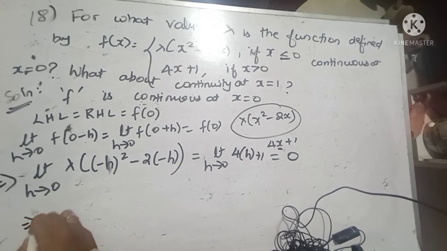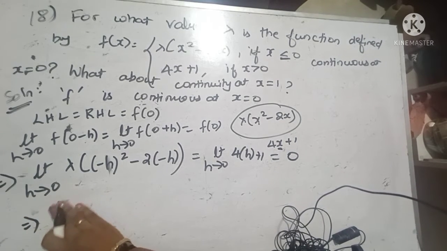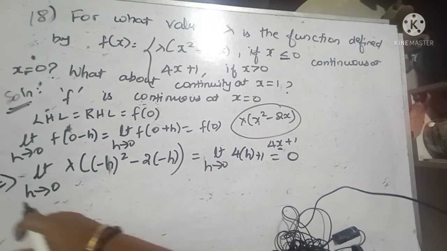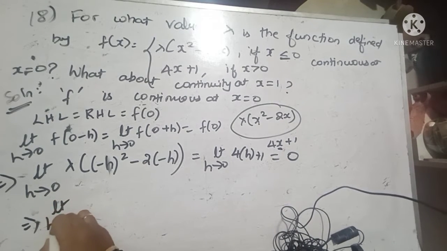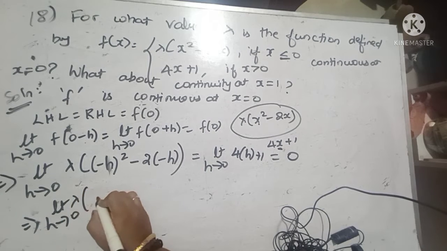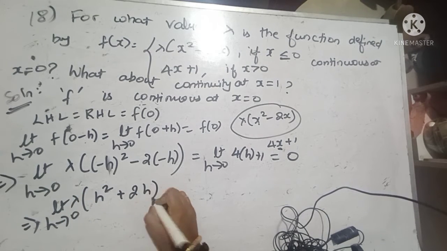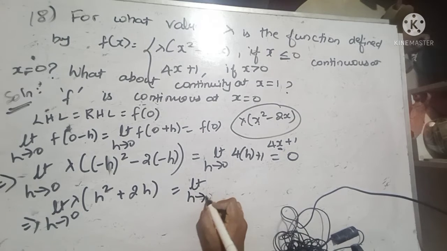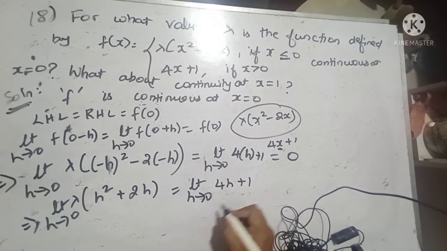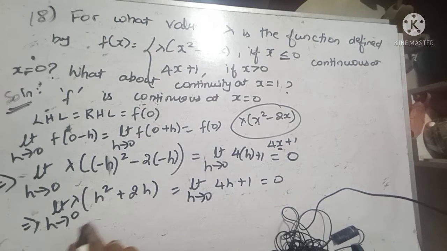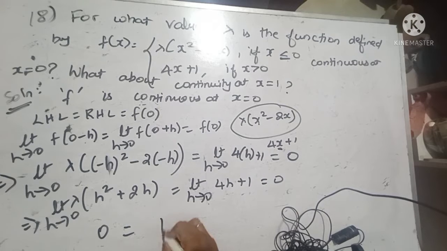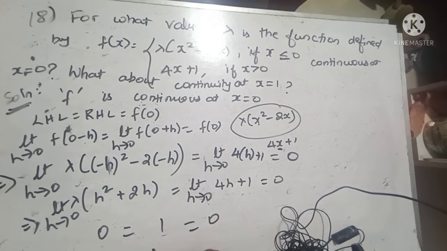So this implies limit h tends to 0. Now let us apply the limit. Limit h tends to 0 of lambda h squared plus 2h equal to limit h tends to 0 of 4h plus 1 equal to 0. When I apply the limit, h value to be 0, we get 0 equal to 1 equal to 0. But this is not possible, isn't it? This is not possible because we are not obtaining any value for lambda.